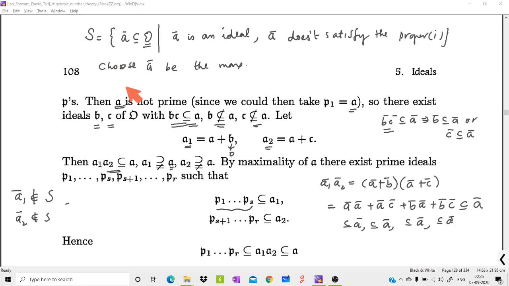That means our assumption is wrong. So for every ideal A, you can find P1, P2, etc. PR whose product is contained in A. Of course, this product need not be unique. There can be another set of prime ideals whose product is contained in A itself. Okay, so we never proved the uniqueness of this inclusion.